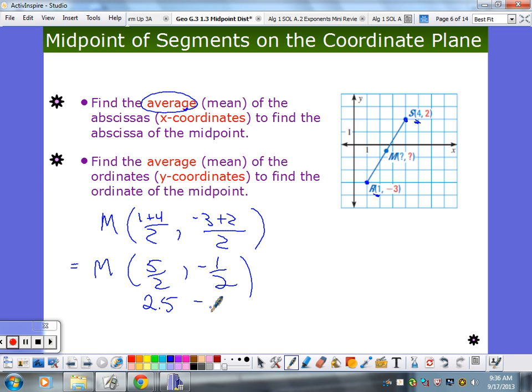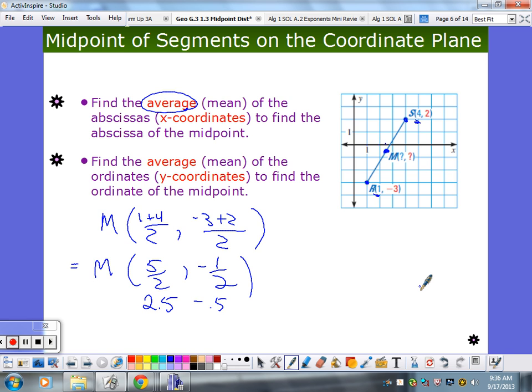So if I want to actually find it, it might be a little easier to look at this as a decimal. So okay, 2.5, 1, 2, 2.5, go down a half. That works. I'm there. So average the x's, average the y's.